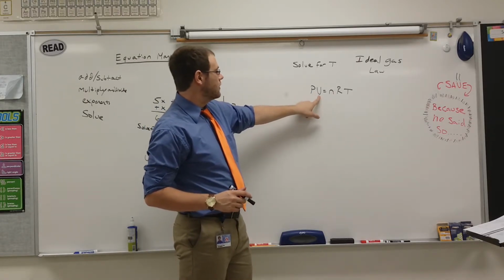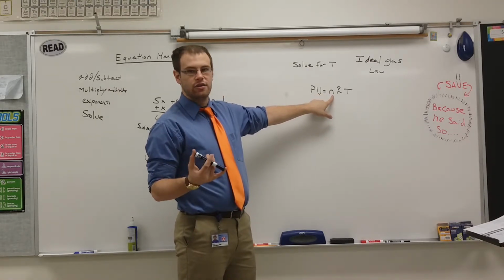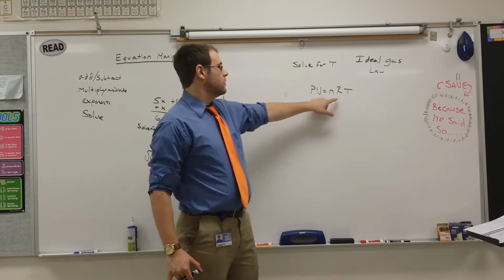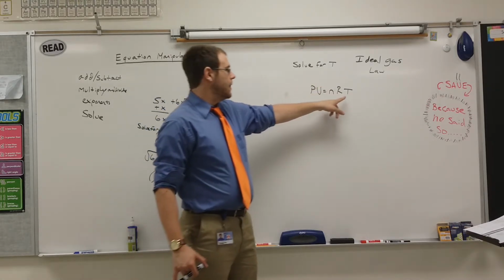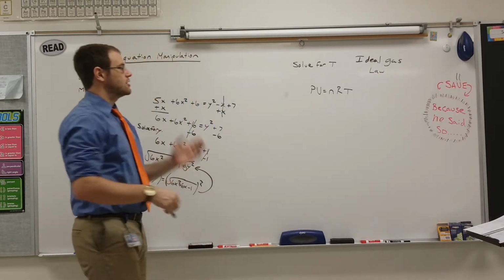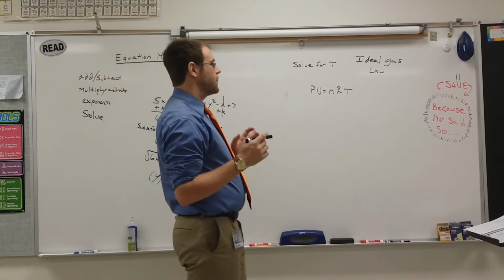It's got pressure, volume. This is the number of moles, or the amount of something you have in your solution. This is a constant called R. It's a really small number. And then temperature, which is measured in Kelvin. And we can manipulate this equation in many different ways to get certain information from it.